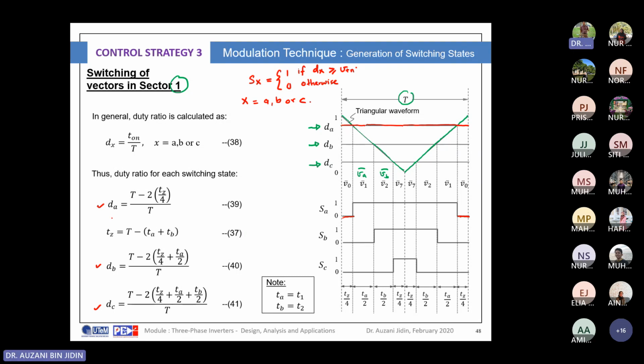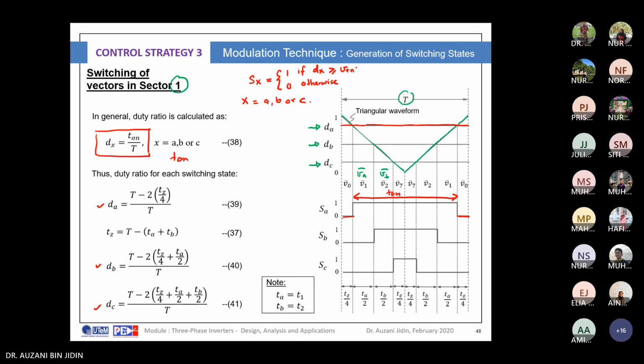Okay, so for dA, we know that in general, the duty ratio is the ratio between on time divided by T. Right? T on divided by T. So you can calculate T on. Which one is the T on for dA? So here, right? The on time. So this is your T on for dA. Where you can calculate T on as the difference between the switching period T and 2 times of Tz divided by 4.